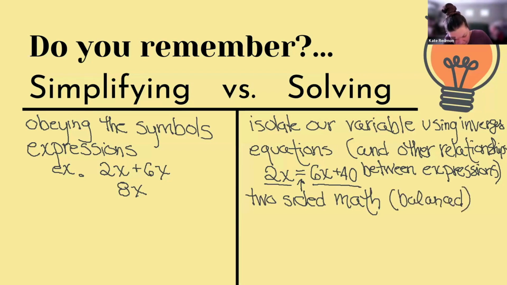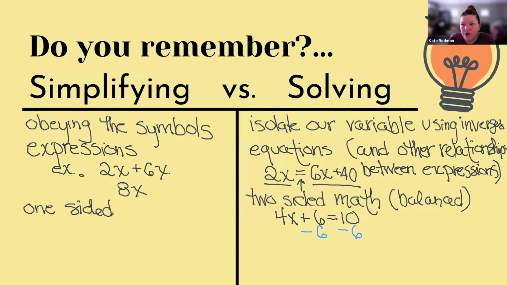So for example, if I had 4x plus 6 is equal to 10, and I wanted to solve this, start isolating to get the letter alone, I would do the opposite of what the symbol says, and I would do it to both sides or both expressions. Now, on the other hand, I am going to go ahead and call this one-sided. You look at each piece separately, not an equation or an inequality as a whole.